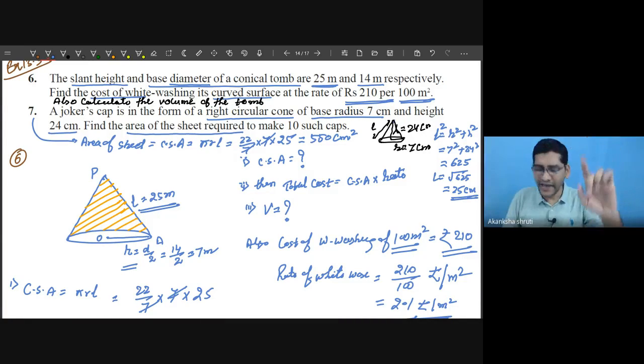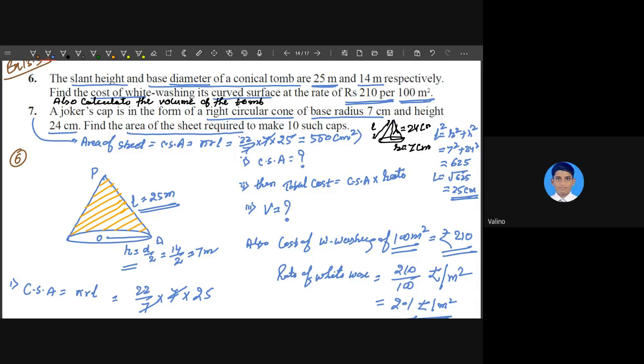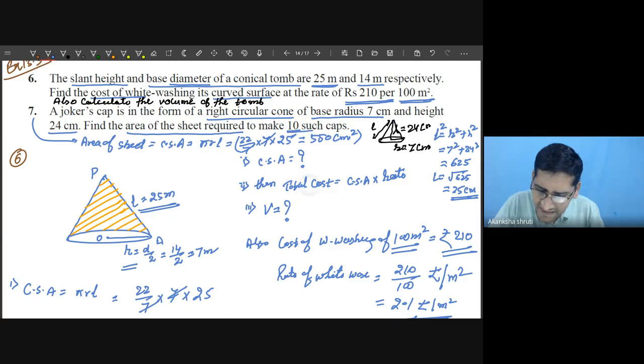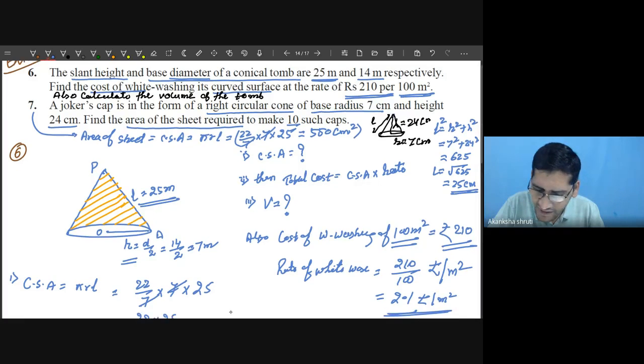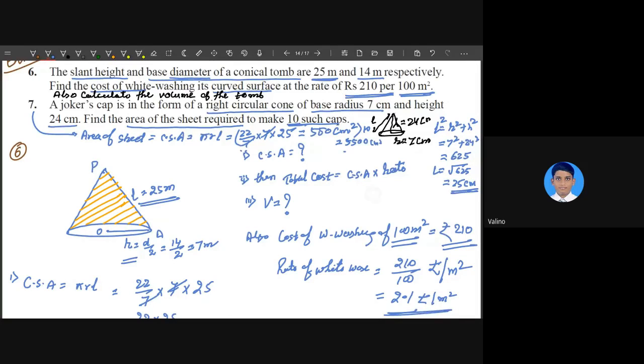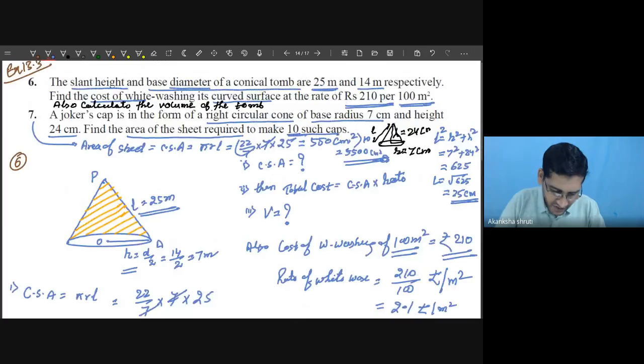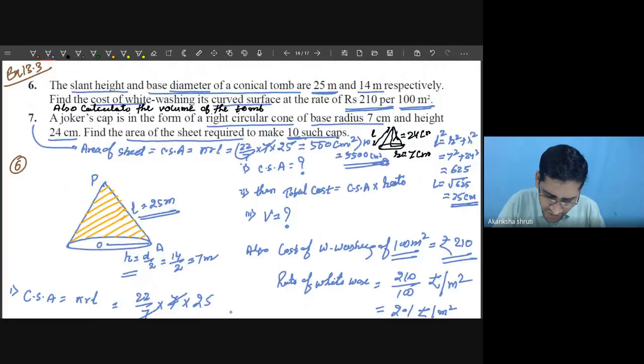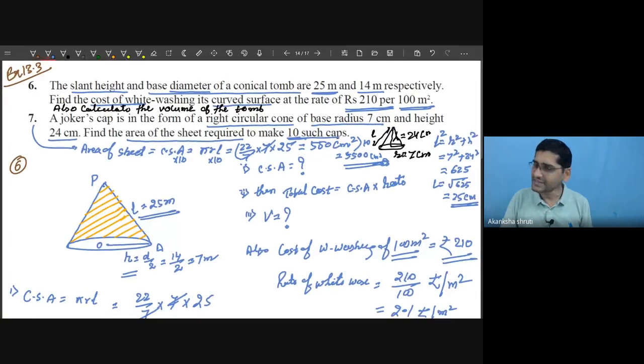Okay? So it is for how many caps? It is for one cap. So this has to be multiplied by 10, as another 10 such caps are required. Okay, student. So you have to multiply this by 10. So it becomes 5,500 centimeter square. So area of sheet required is the CSA multiplied by 10. We calculated the CSA and multiplied by 10. So I have given you the hint for question number 7.